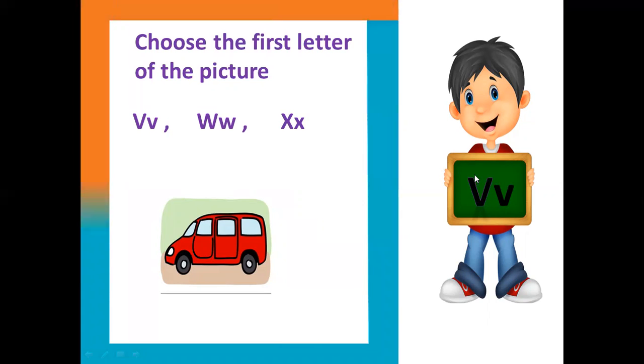You can write it in uppercase as well as in lowercase. Okay. V is for van. The first letter of the van is V. What is the first letter of the van? V. V is for van. Okay. He chose the letter V from here and he picked it correctly because the first letter of the van is V.